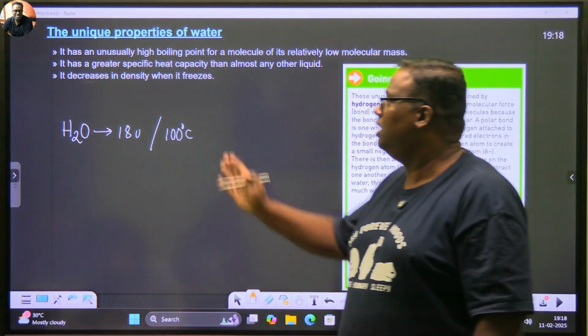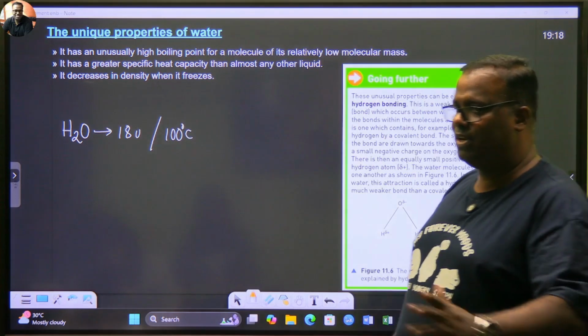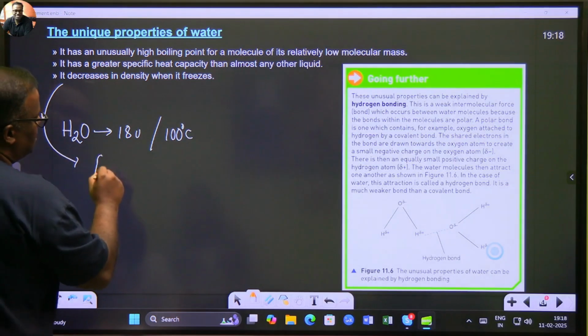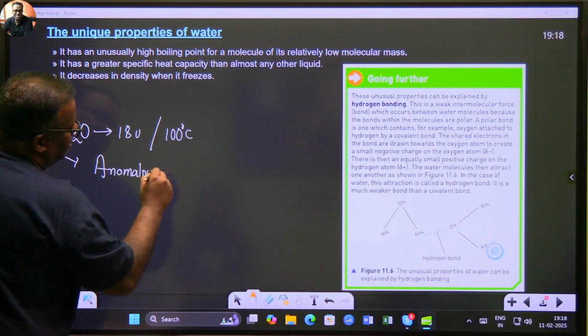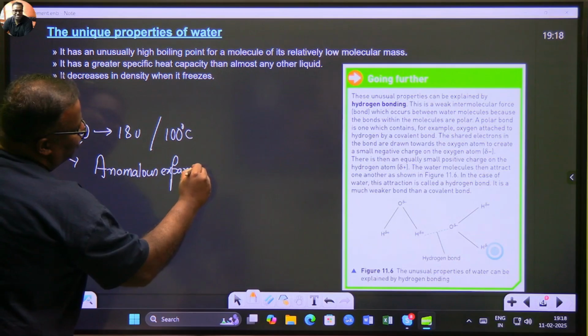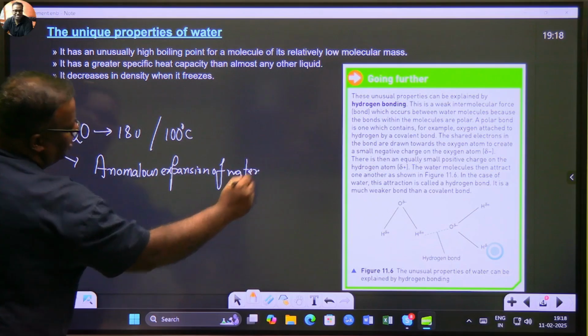Okay. The third one is its density increases when it freezes. Okay, this is very interesting. This point is known as anomalous expansion of water. Very interesting stuff. What does it mean? Okay.